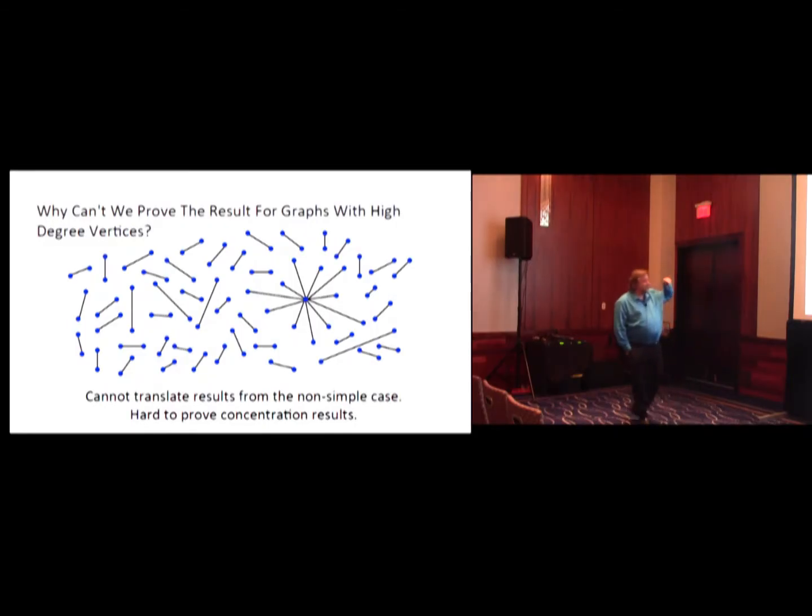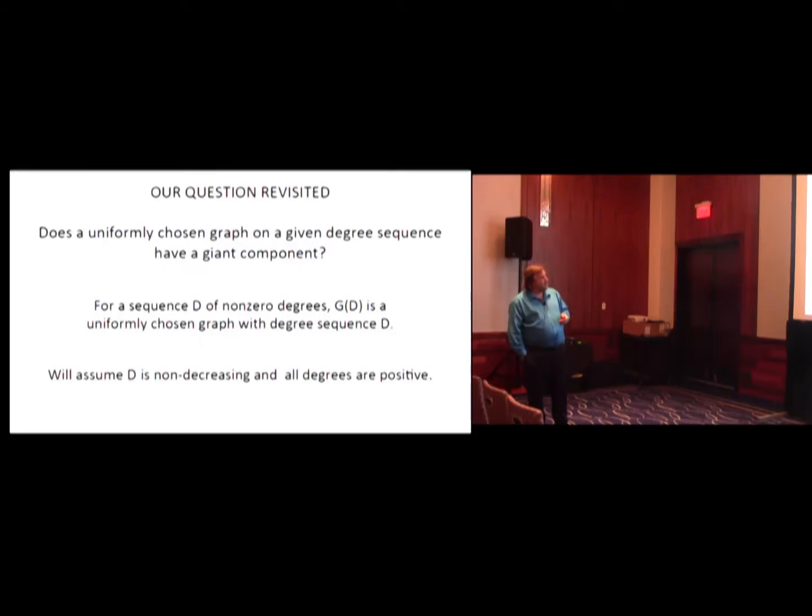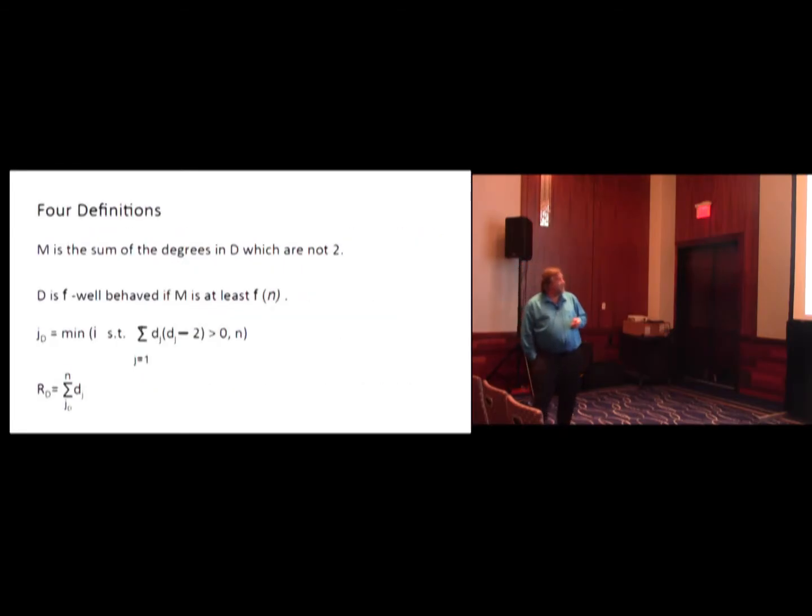So let me tell you how we need to change things if we have high degree vertices. Again, we're looking at the same question. Now we want to allow high degree vertices. And I need 4 definitions to explain this. M is the sum of the degrees in D which are not 2. And we say the degree sequence is well behaved. Basically, it means that the sum of the degrees which are not 2 goes to infinity with N.